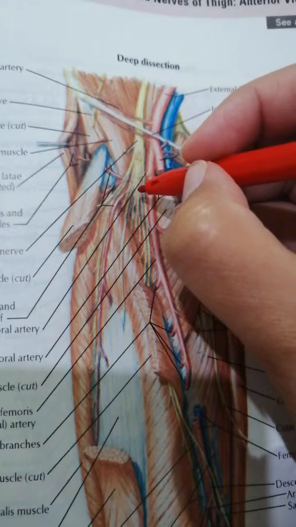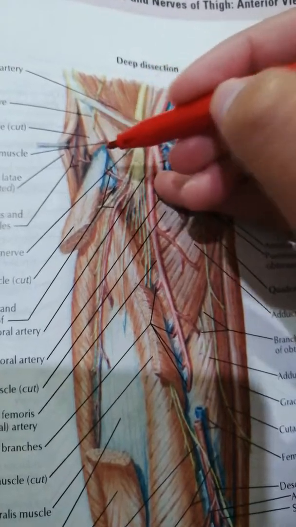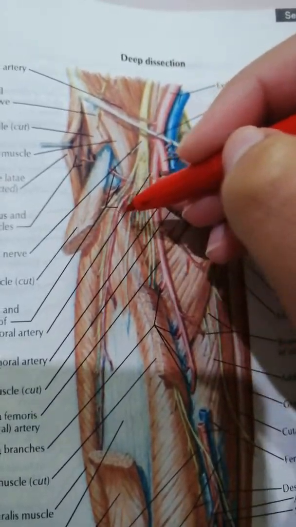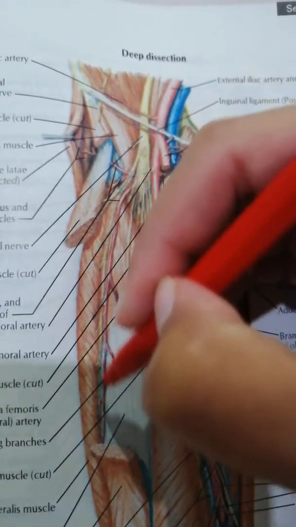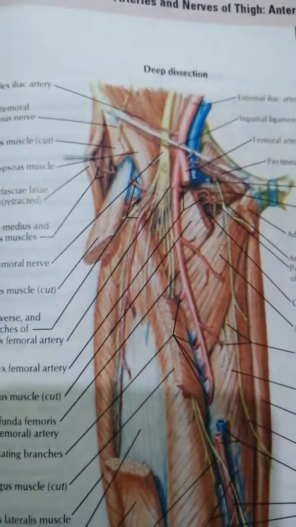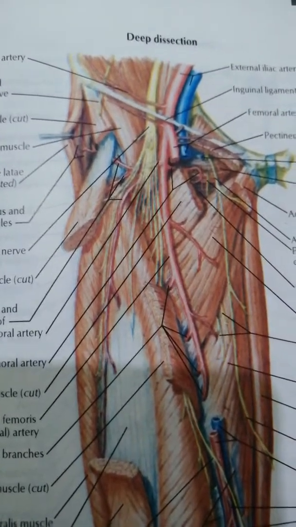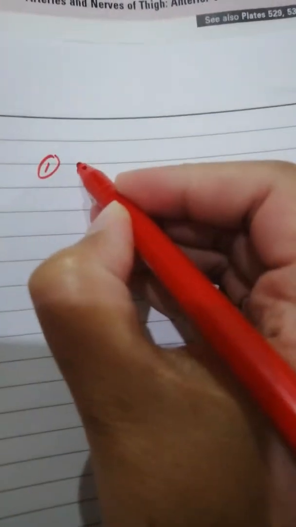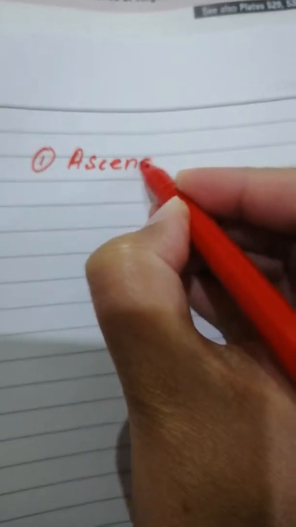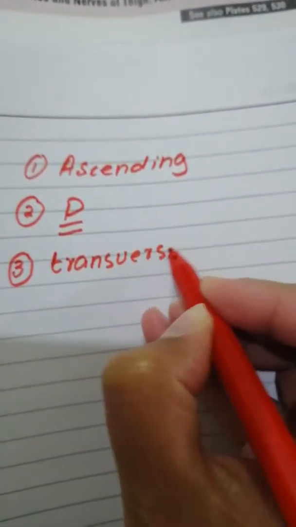It then passes beneath the sartorius muscle. This is the sartorius, and if this were complete, the artery would have been underneath it. And then it passes between the rectus femoris muscle. This is the one over here. And then it basically divides into 3 further branches, which are of some importance. So what are the names of the branches? We have an ascending, a descending, and a transverse. Now we'll talk about each of these separately.